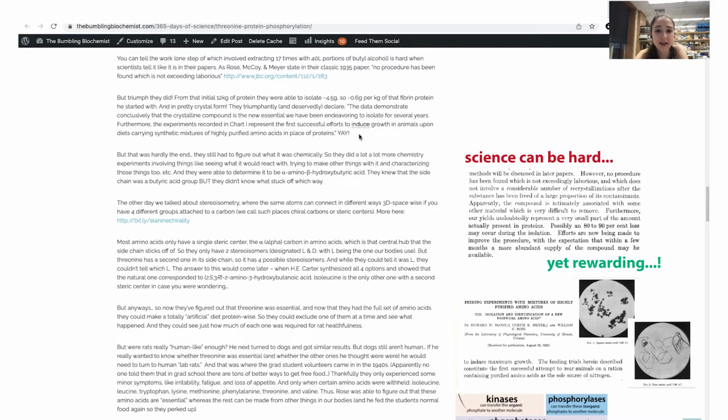And so the data from their paper, the data demonstrate conclusively that the crystalline compound is the new essential we have been endeavoring to isolate for several years. Furthermore, the experiments reported in chart 1 represent the first successful efforts to induce growth in animals upon diets carrying synthetic mixtures of highly purified amino acids in place of proteins. Yay! So why so exciting?